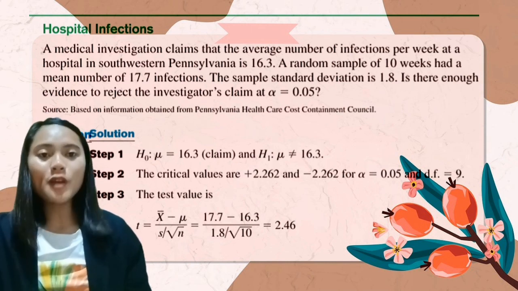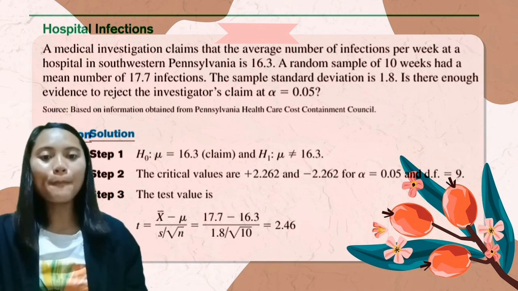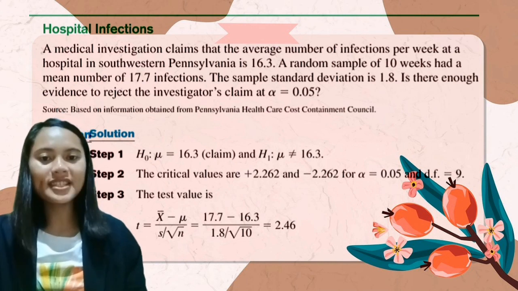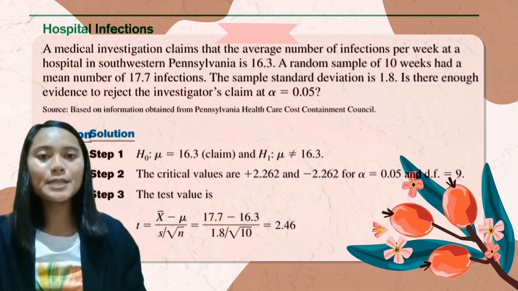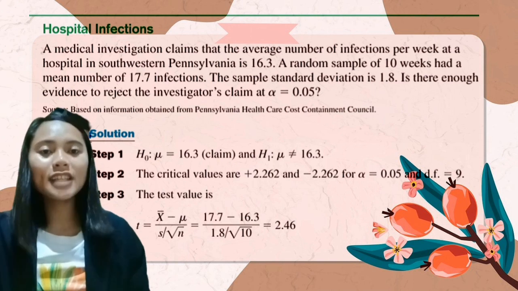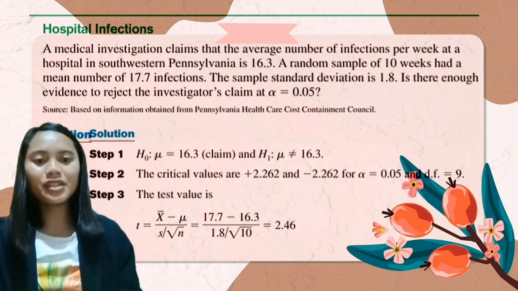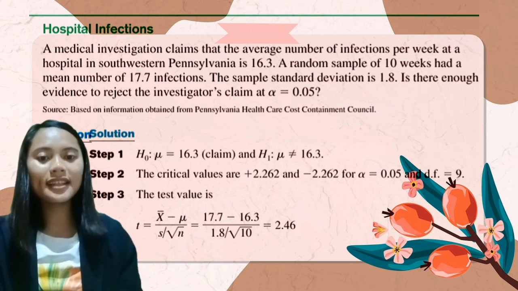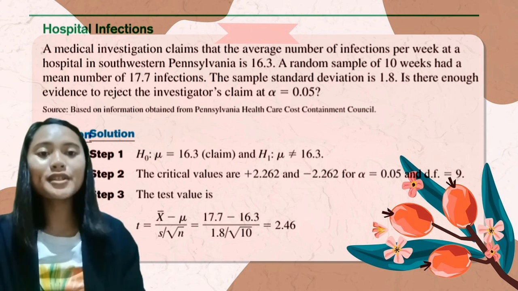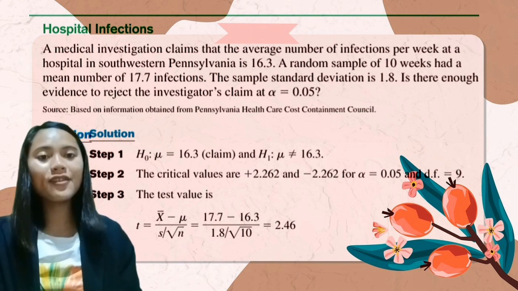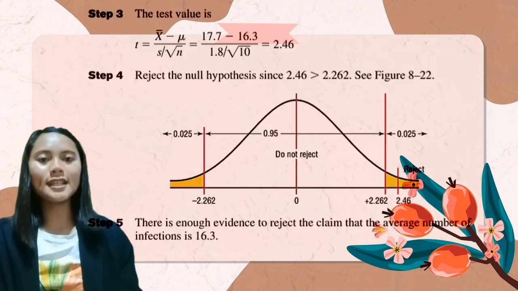So let's now solve the test value. Our sample mean here is 17.7. Our hypothesized population mean is 16.3, the sample standard deviation is 1.8, and the sample size is 10. So (17.7 − 16.3) over 1.8 divided by the square root of 10 is equal to 2.46.